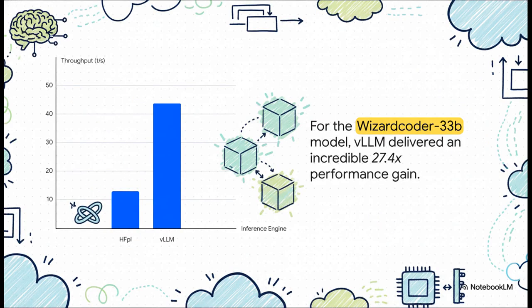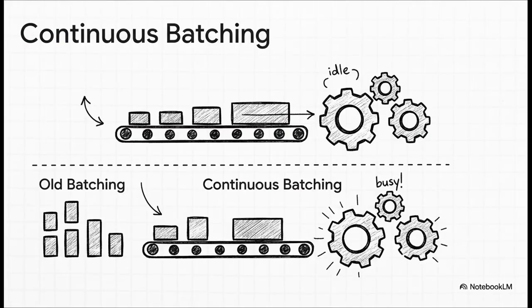Take a look at this. It's almost comical. For the WizardCoder 33b model, the standard way of doing things just crawls along at 1.6 tokens per second. But with vLLM, that number just skyrockets to almost 44 tokens per second. That's a 27 times performance gain just from changing the software. It's incredible.